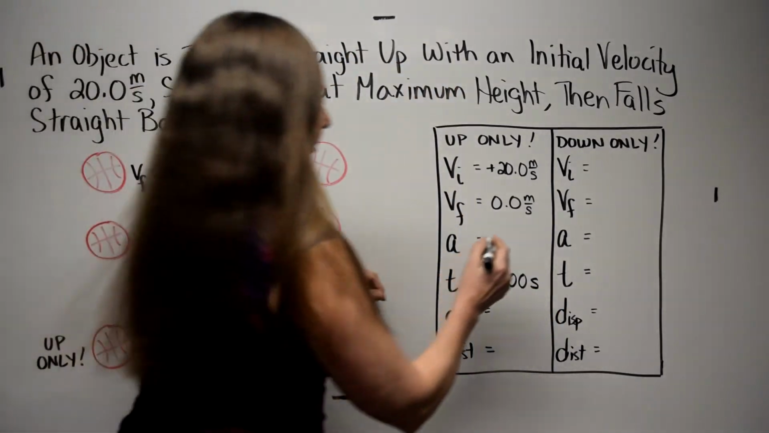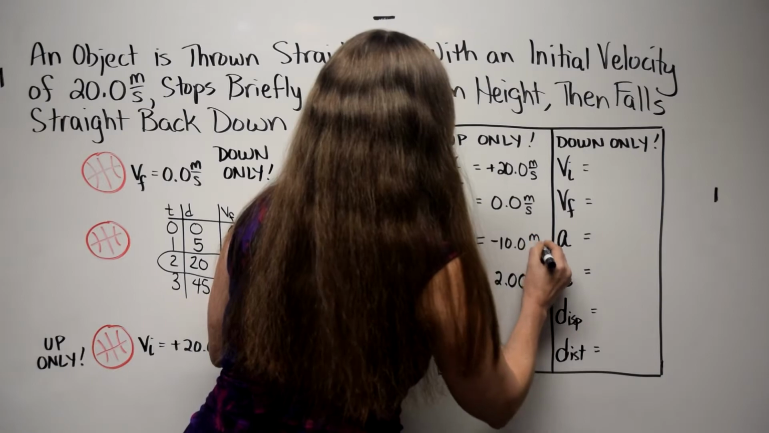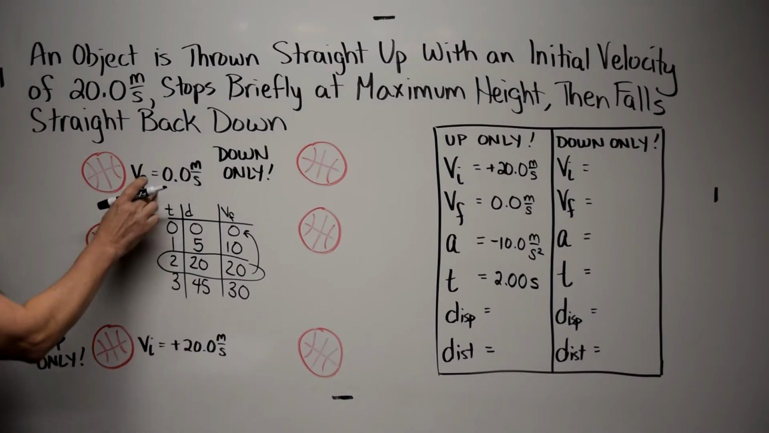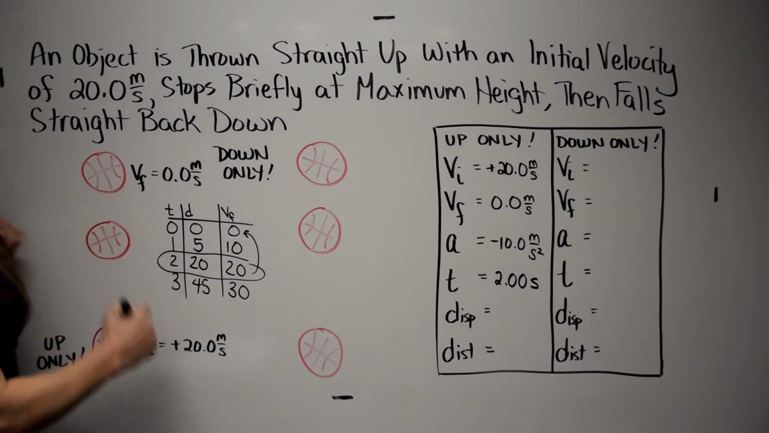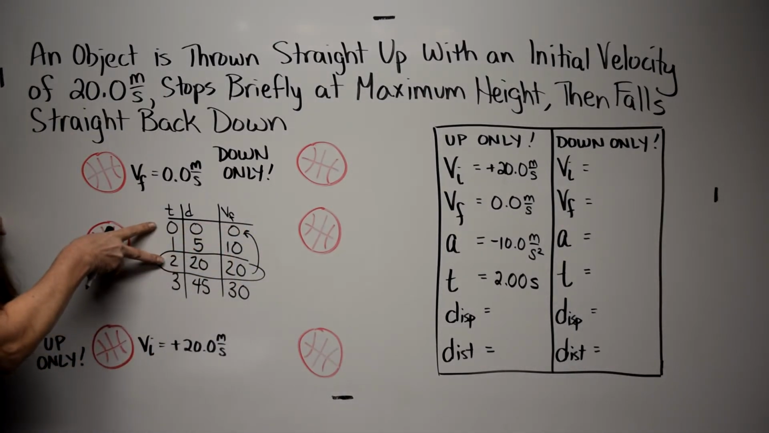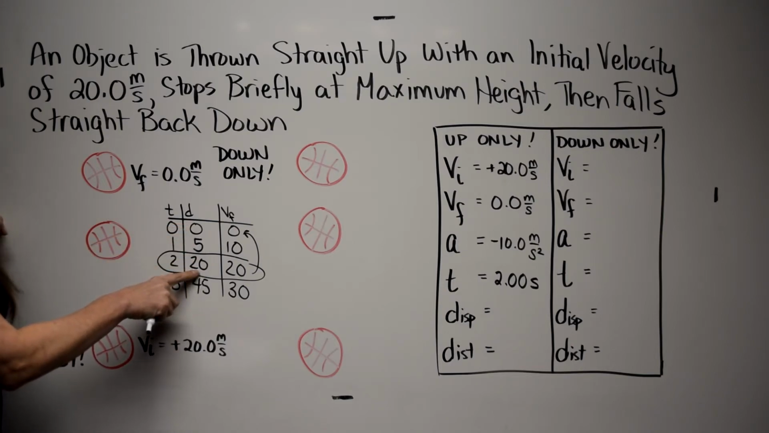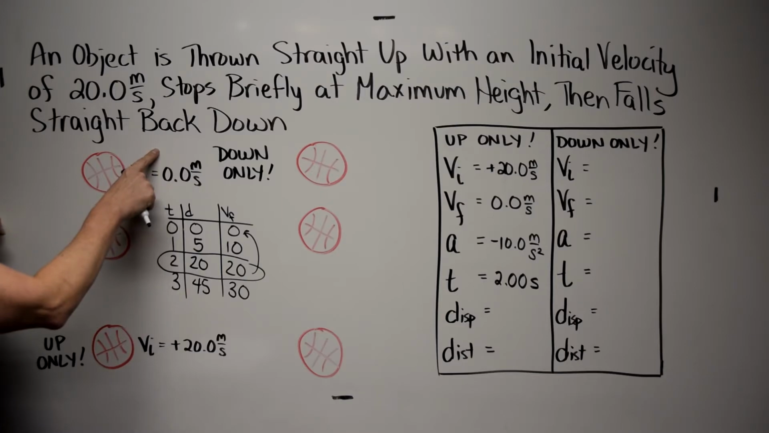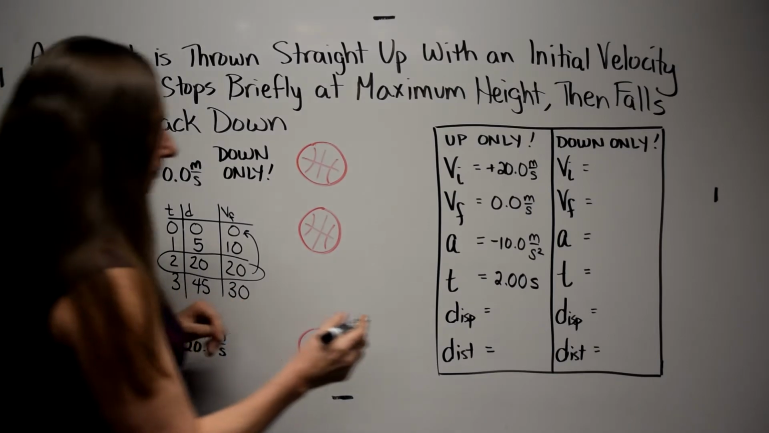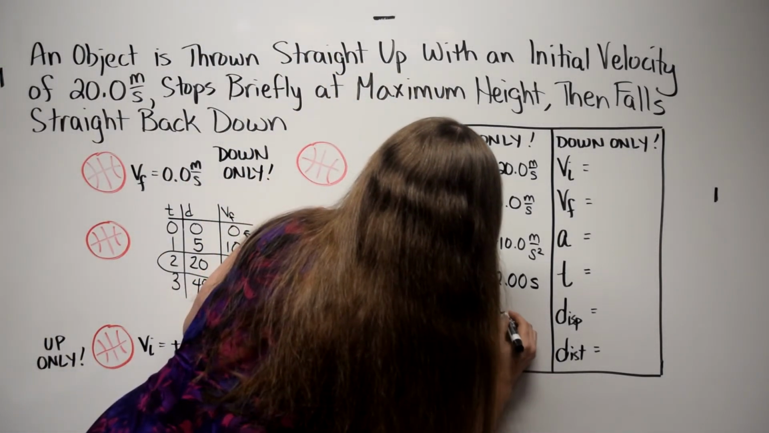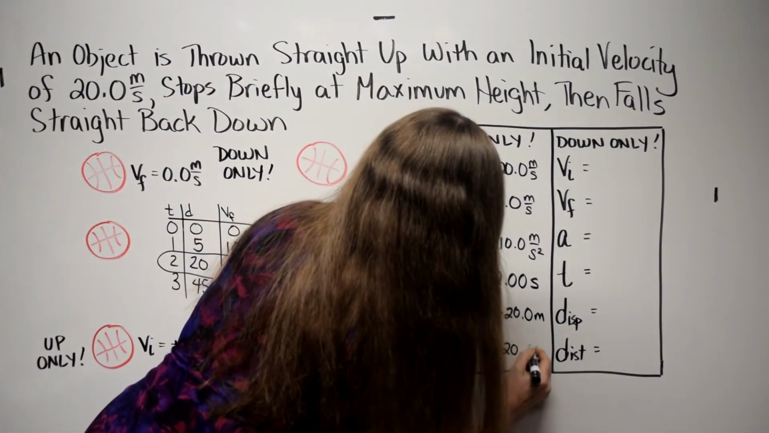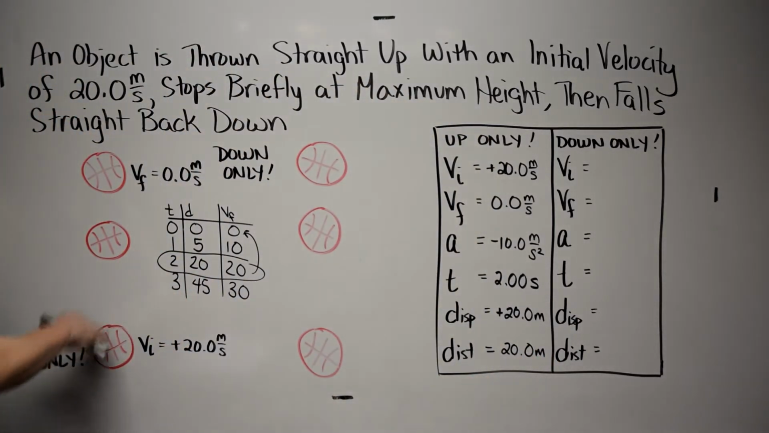We know that the acceleration is negative 10 meters per second squared. Now, the displacement from here to here, if this is 0, then this would be positive 20. How do we know that? To go from 20 to 0 takes 2 seconds. How much distance does it cover? 20 meters. It's a coincidence that the velocity is 20 and the distance is 20. So the displacement is positive 20 meters. The distance covered is 20 meters. That's just on the way up.